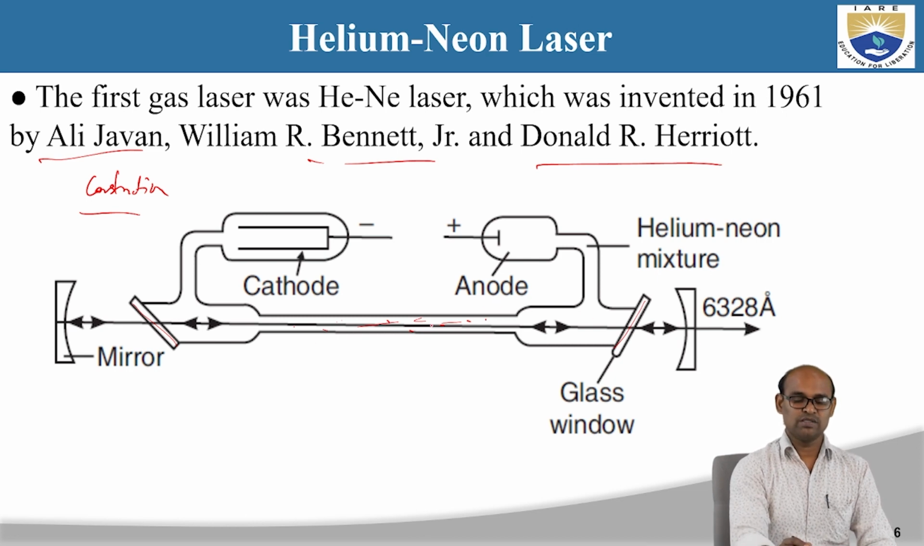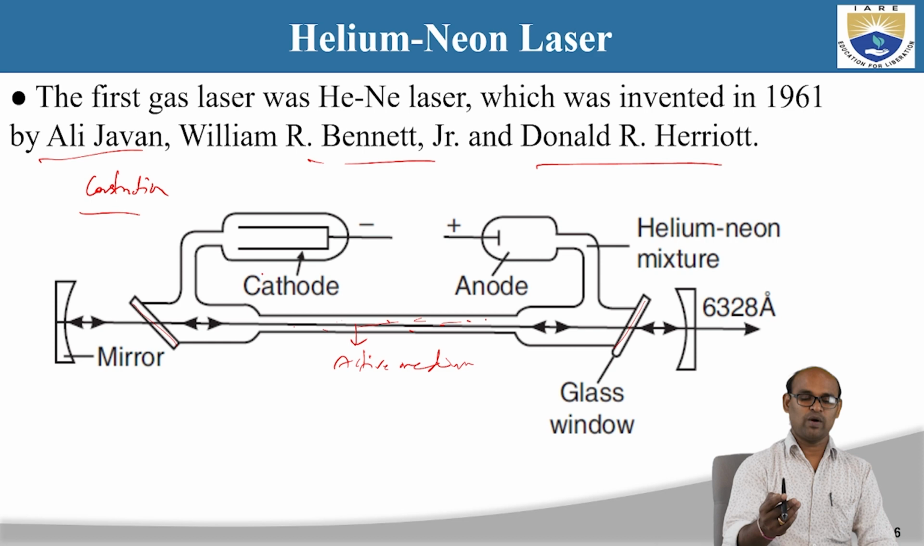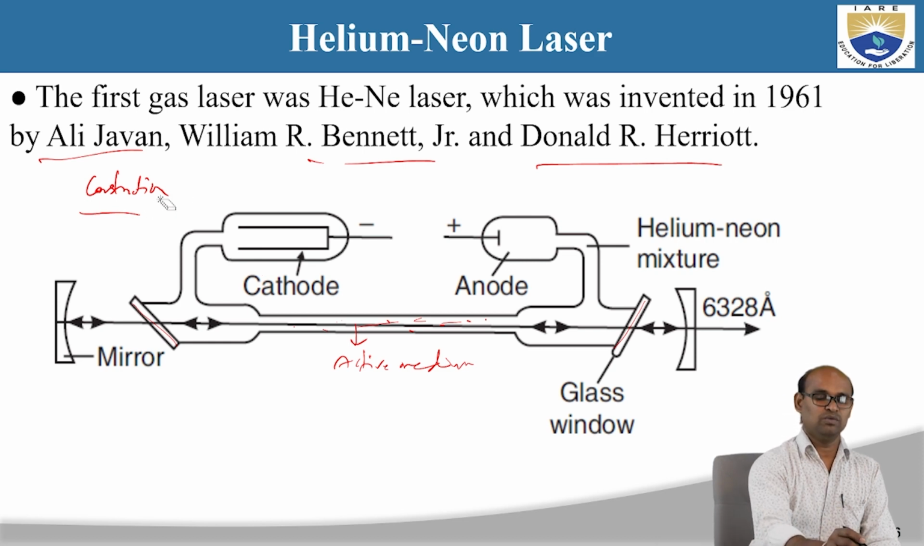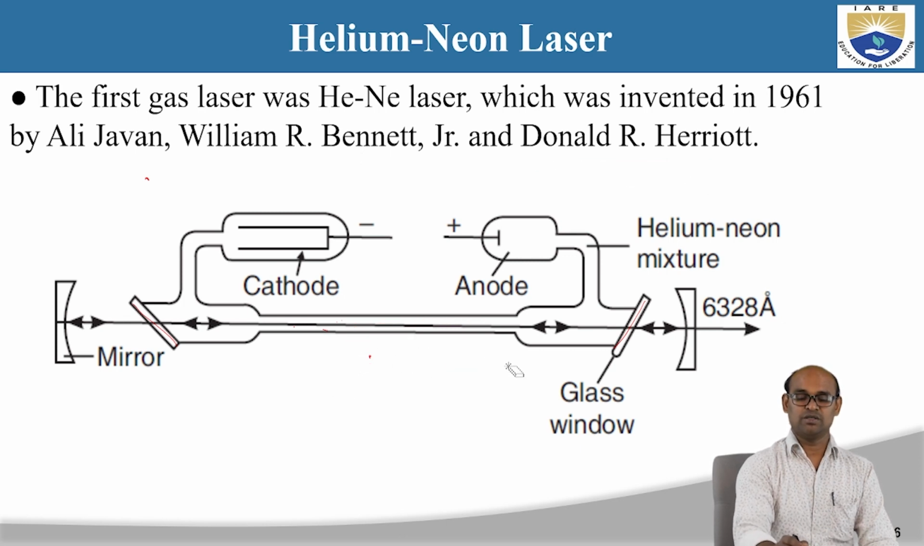This narrow glass tube is the active medium. Active medium is nothing but host material plus active center. We will discuss what the active centers are in helium neon gas. Along with the active medium, there are two mirrors at the two ends, forming the optical resonator. The narrow glass tube is also connected to electrodes, an anode and a cathode, and we will discuss why we need them.